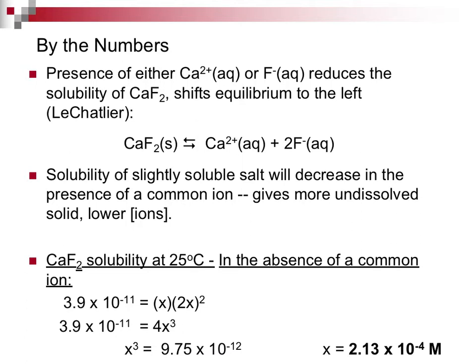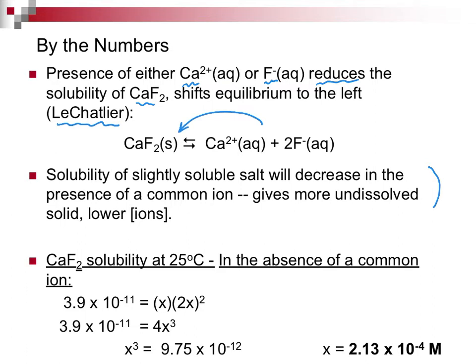So let's get started. By the numbers, whether I have calcium or fluoride, it is going to reduce the solubility of calcium fluoride. It's going to shift the equilibrium to the left by Le Chatelier. So we're allowed to say that the solubility of a slightly soluble salt will decrease in the presence of a common ion. It gives more undissolved solid, and a lower concentration of ions. Those are all the word problems.